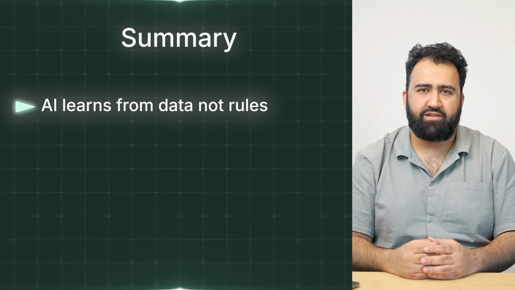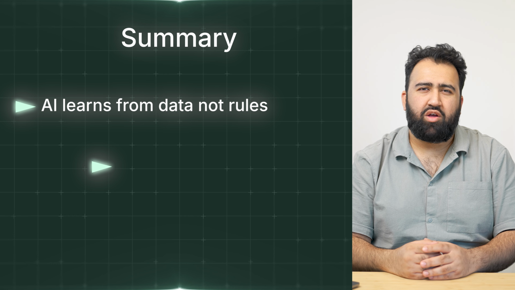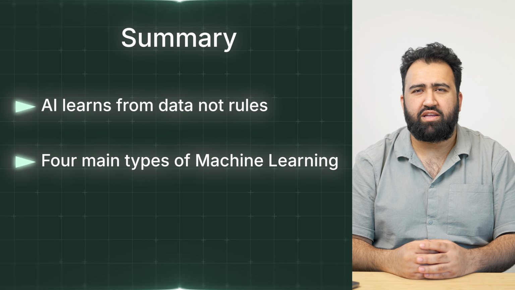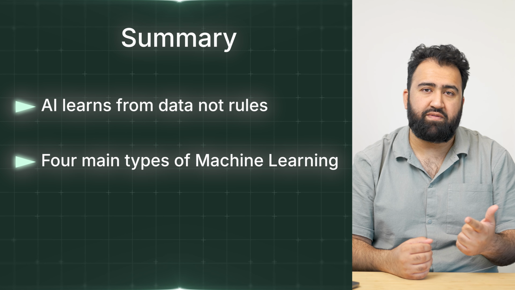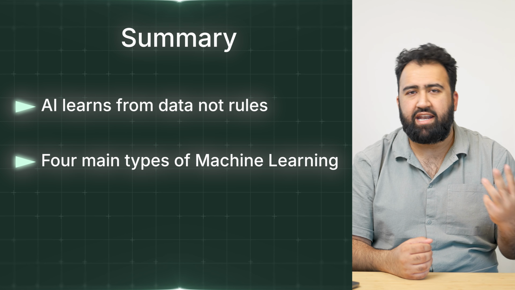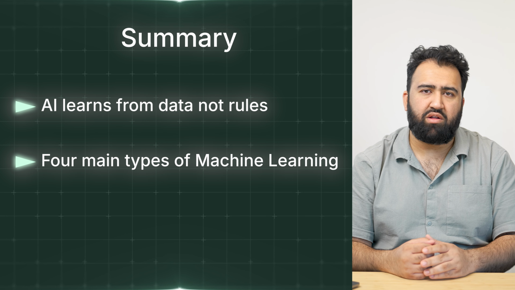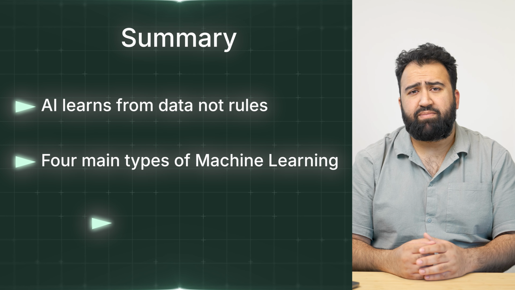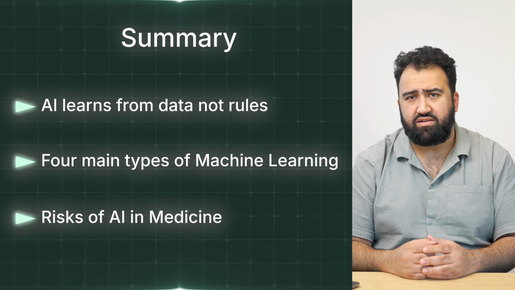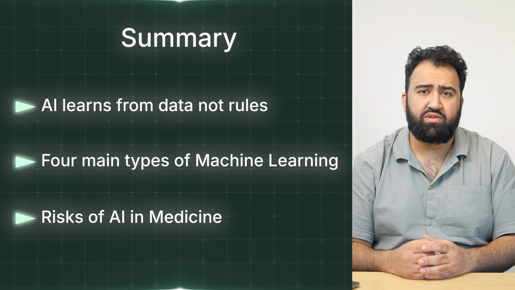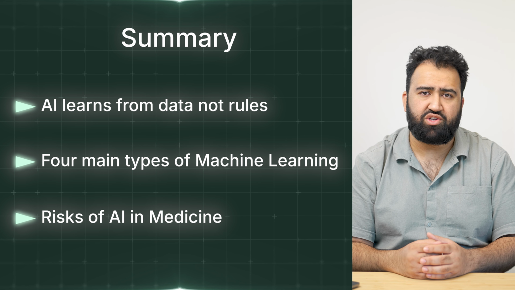To summarize, today we covered how AI learns from data, not from hard-coded rules. We looked at the four main types of machine learning: supervised, unsupervised, reinforcement learning, and other hybrid methods, and broke down how each one applies to real-world healthcare scenarios. We also talked about the risks that come with using AI in medicine, from unpredicted failure modes to bias and generalizability issues. AI isn't here to replace physicians, it's here to support them. But to use it safely, we must understand its limitations.